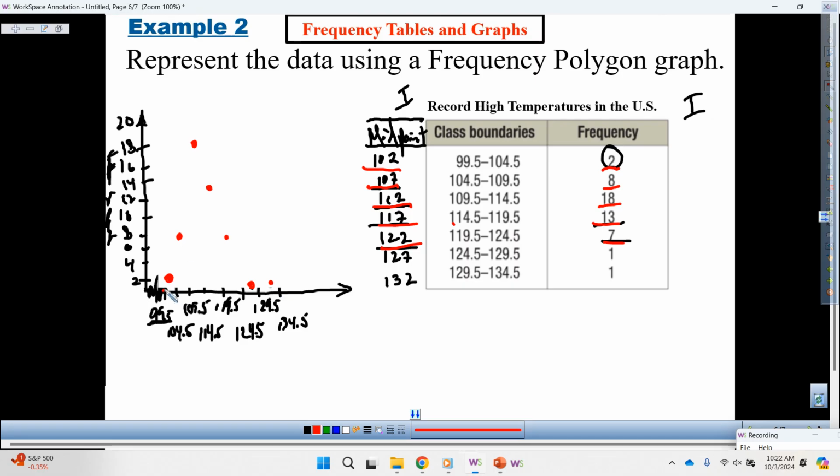So therefore, connect your points and bring it to the close. Does it look like a polygon? Yes, Mr. Q, it looks kind of like a triangle.